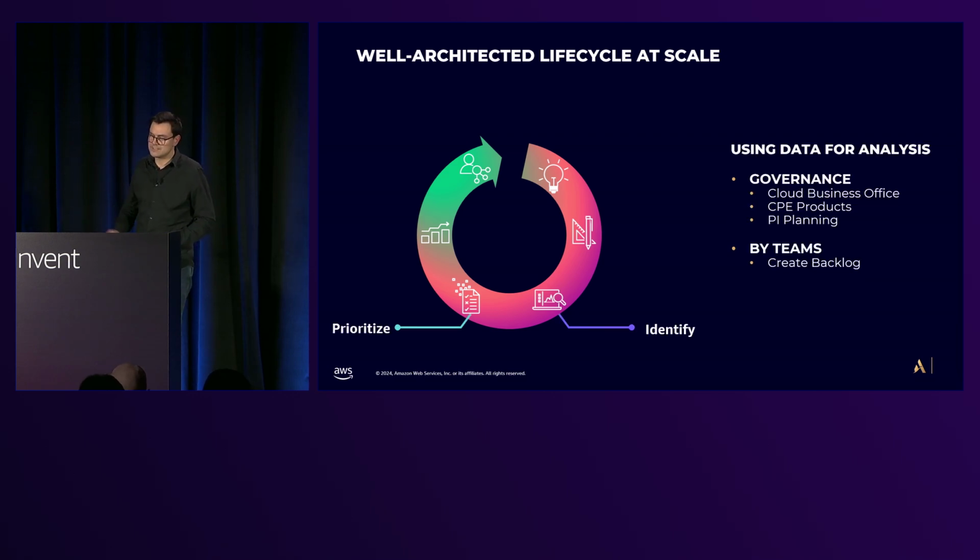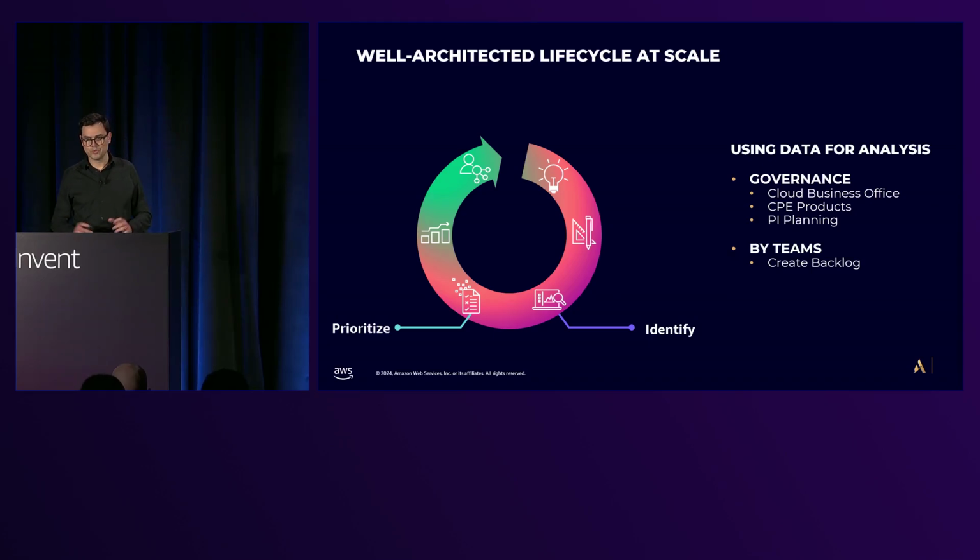After, it's the analysis phase. So all this data is very important to identify what your issues are. And the Cloud Business Office can work closely with cloud platform engineering to use this data, starting from identification and afterwards to be able to prioritize the roadmap. The alignment of the roadmap with the business is made during our PI planning.